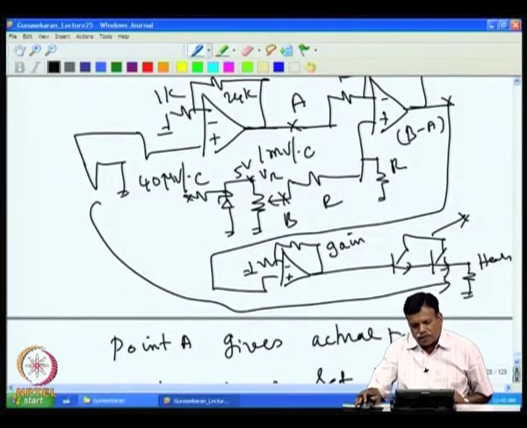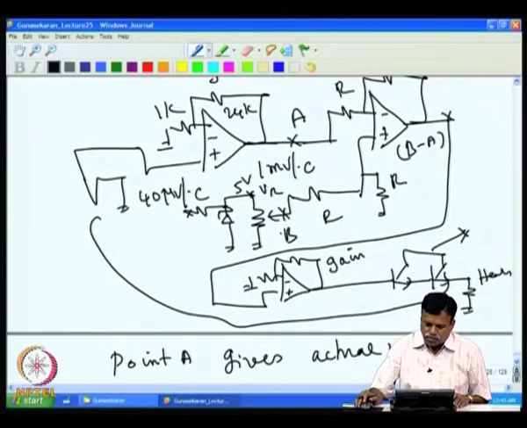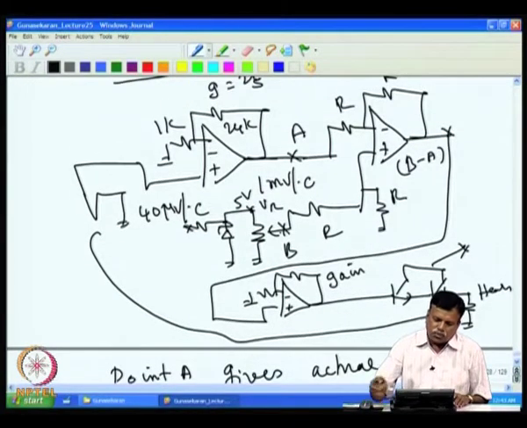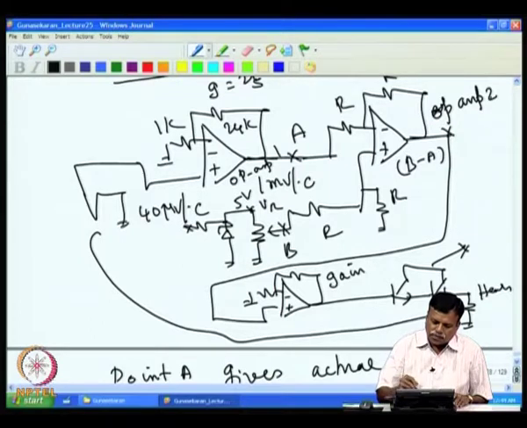Now, let us try to find what are the errors associated with this circuit. If we say stage 1, I will take that as op amp 1, this is op amp 2, and then op amp 3.